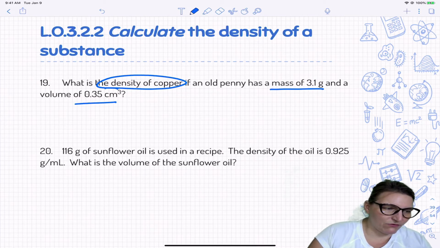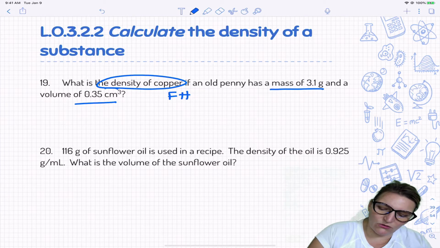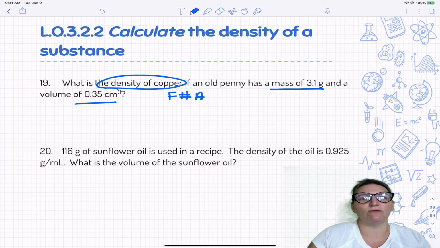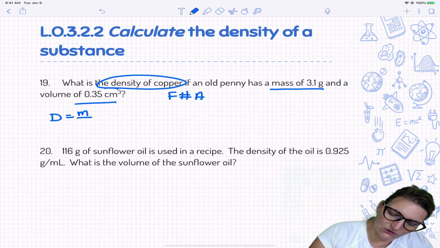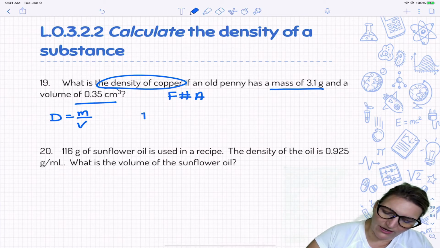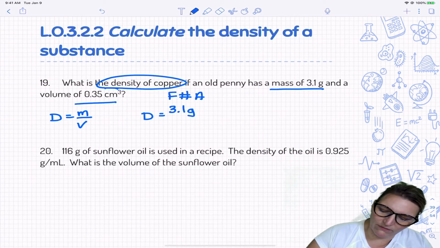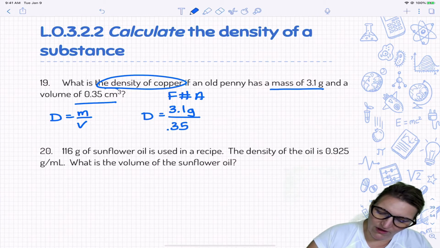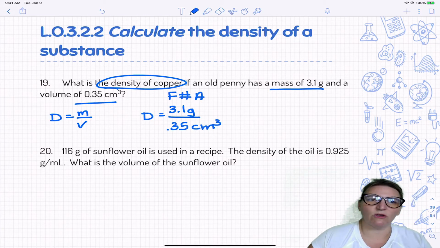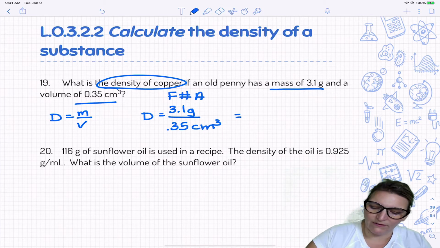And then remember, every single time that we use a formula, we always write the formula again, show the numbers that are going to be plugged in, and then solve, and then check our answer for significant figures and units. So what is the formula? It is density equals mass over volume. The question's asking for density, so that can remain a D. What is the mass? 3.1 grams. We do always put the units in. What is the volume? 0.35 centimeters cubed, right?